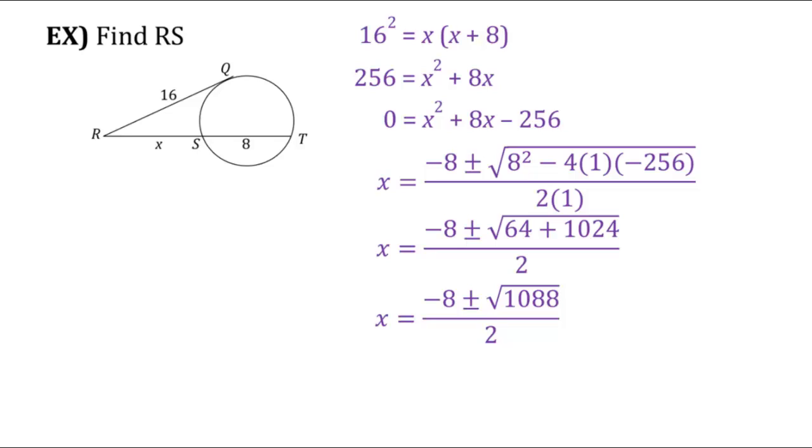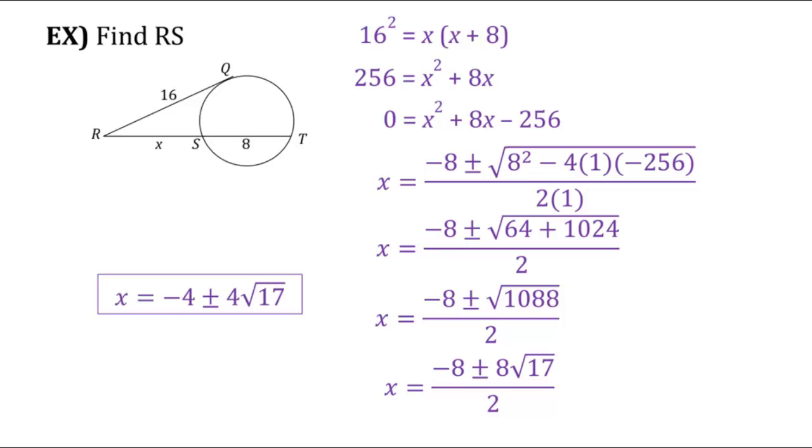I simplify again, so negative 8 plus or minus the square root of 1088 over 2. I'm going to do a factor tree on 1088 so that I can simplify it down to negative 8 plus or minus 8 square roots of 17 over 2. So I'm going to divide both my pieces by 2, and I end up with x is equal to negative 4 plus or minus 4 square root of 17. And so that is the length of RS.